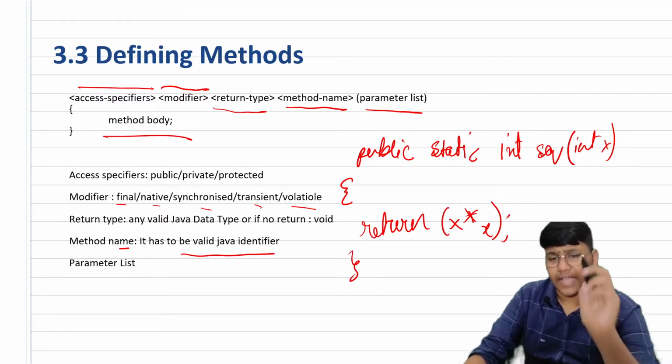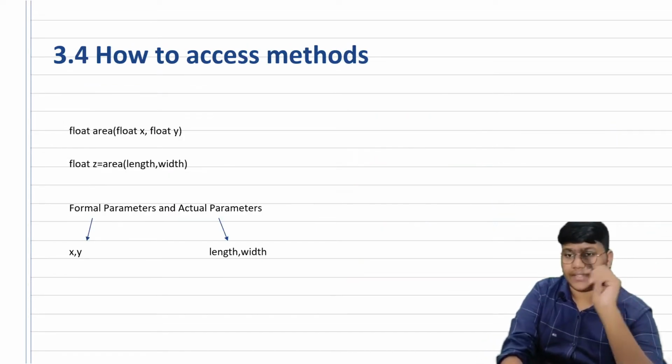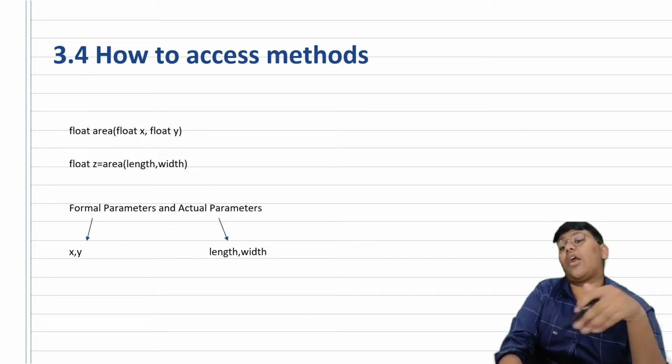So here the value of square of x is returned, and therefore the program will end here. How to access that method? We have created that square method. Now how to access it?